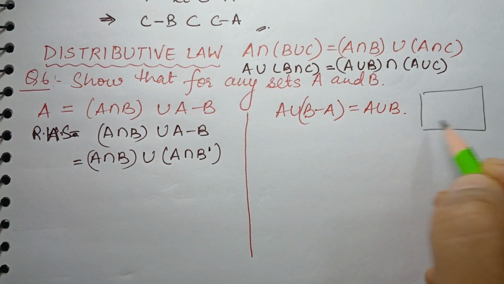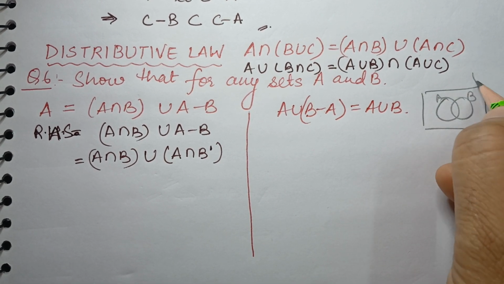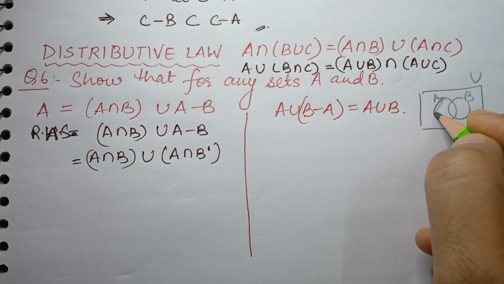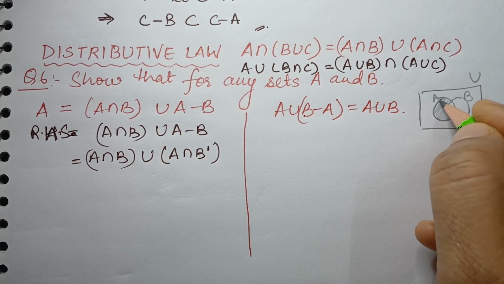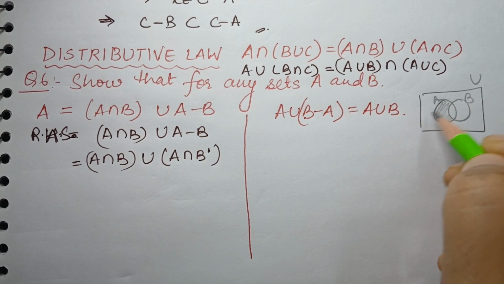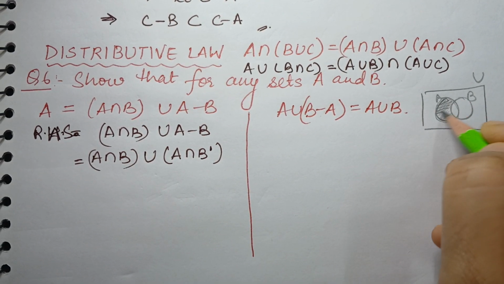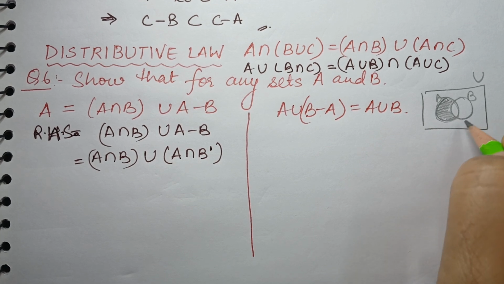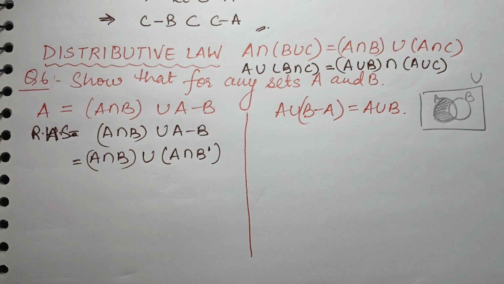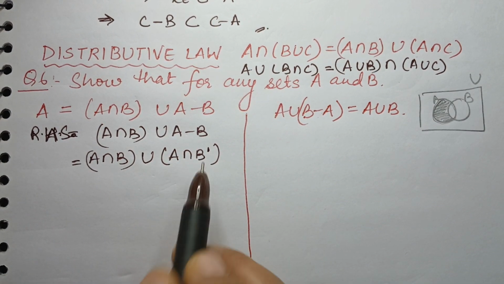See here, suppose this set is A, this set is B, and this is the universal set. Now, A minus B will be this set, right? And B complement is everything except B. So B complement intersection with A will be this set only. If you see it with the help of the Venn diagram, you will be able to judge that. So A minus B can be written as A intersection B complement.